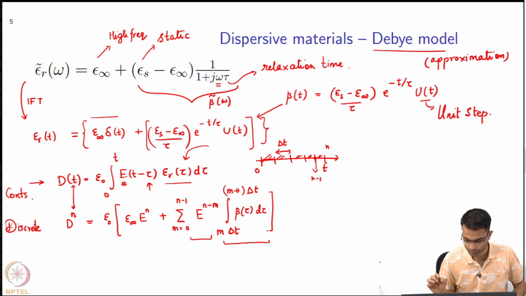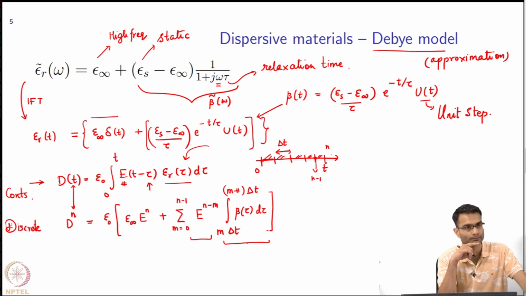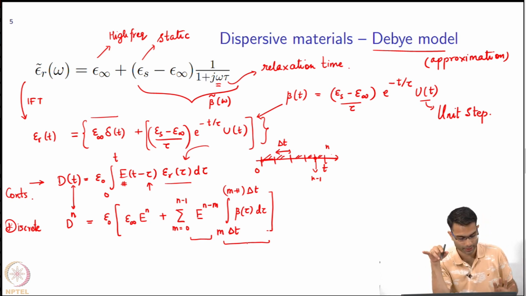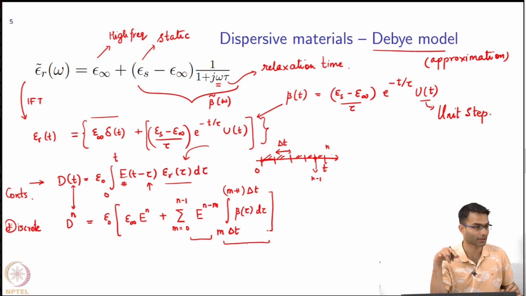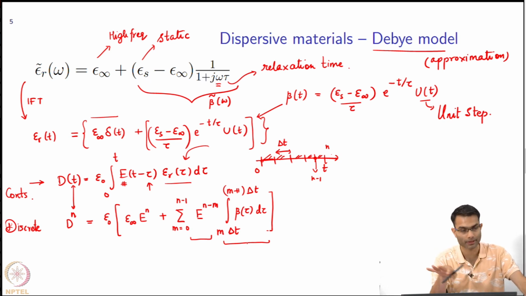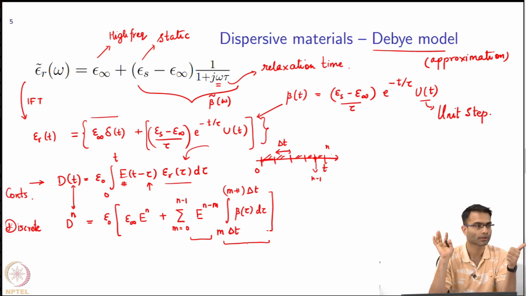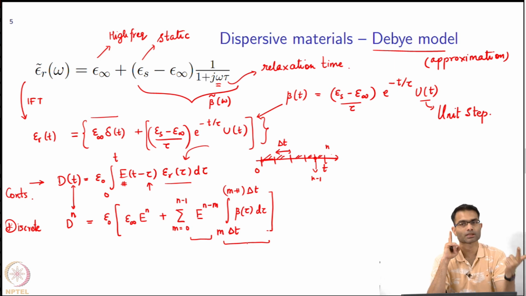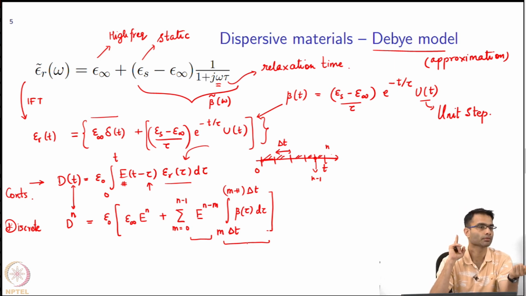So, okay, this is clear. This should be really clear, because the rest of it depends on this part being very clear. What did we do? We took the Debye model, we took its inverse Fourier transform to find out what it looks like in the time domain, and substituted that into the constitutive relation between D and E. That is all that we have done so far.